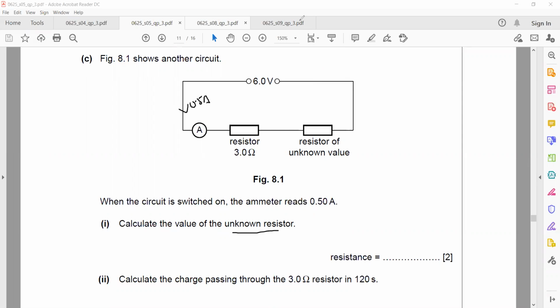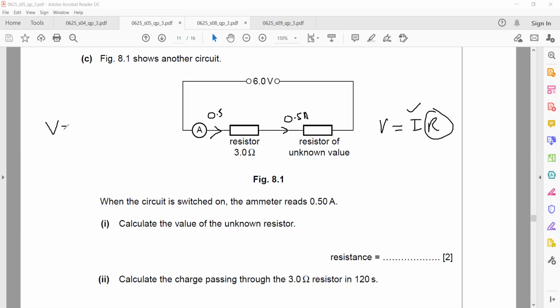How to calculate the value of the unknown resistor? I have the formula V equals IR. To get the resistance, I should know the current and the voltage. The current I already know, that's 0.5. But I don't know the voltage here because the voltage will divide. So how will I get the voltage? First, I will find the voltage across this one. What is the voltage across the 3 ohm resistor?